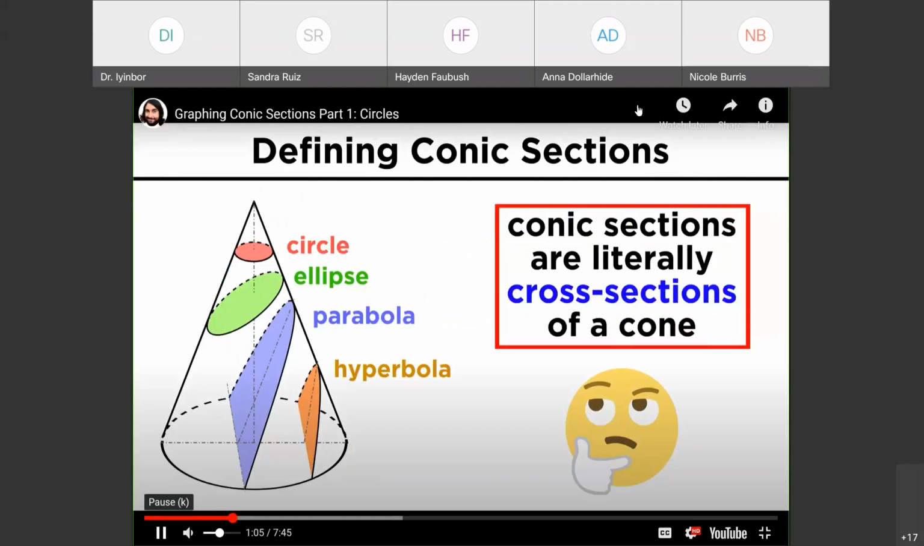Okay, so everybody understand that? So you have a cone, three-dimensional shape, and when you cut it in different ways, you're gonna get different sections, which are called circle, ellipse, parabola, and hyperbola. Now in this video, he explains how to get the equations, and all these equations are given in your formula sheet. So I'll show you that in a second.